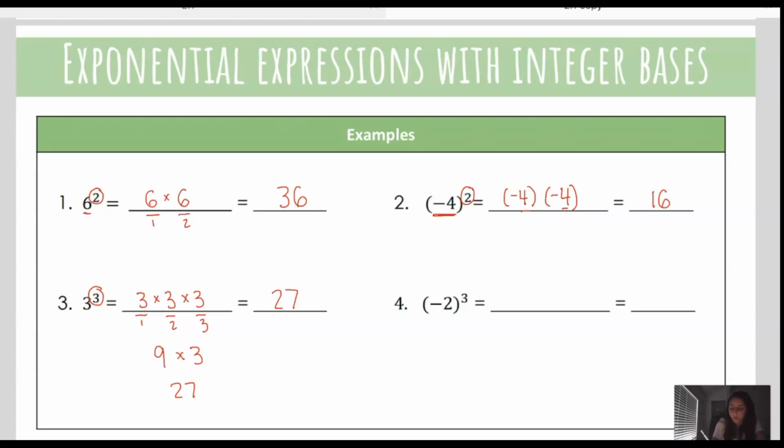Looking at number 4, we have a negative base again, and then we have an exponent of 3. So it's going to be negative 2 times negative 2 times negative 2. Our exponent was 3, so we're multiplying by negative 2 3 times. Negative 2 times negative 2 is positive 4, and then multiply that by negative 2 again to get negative 8.